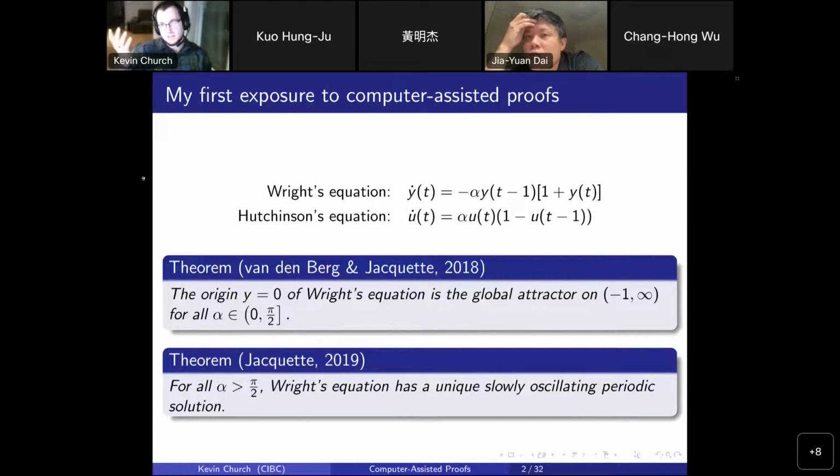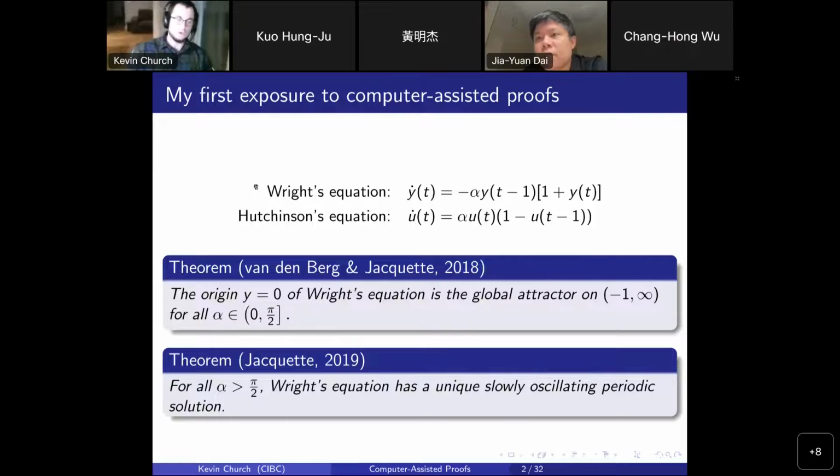And as this is a webinar on evolutionary dynamics, maybe some of you know of mathematical ecology. There's this delayed logistic equation, sometimes called Hutchinson's equation, which is in fact equivalent to Wright's equation by a very simple change of variables.